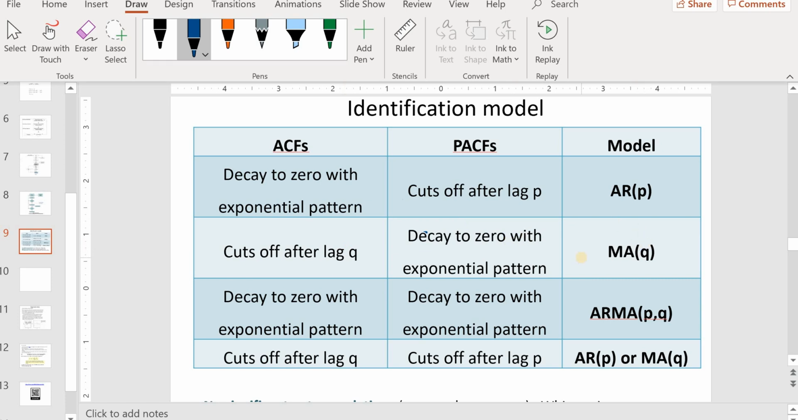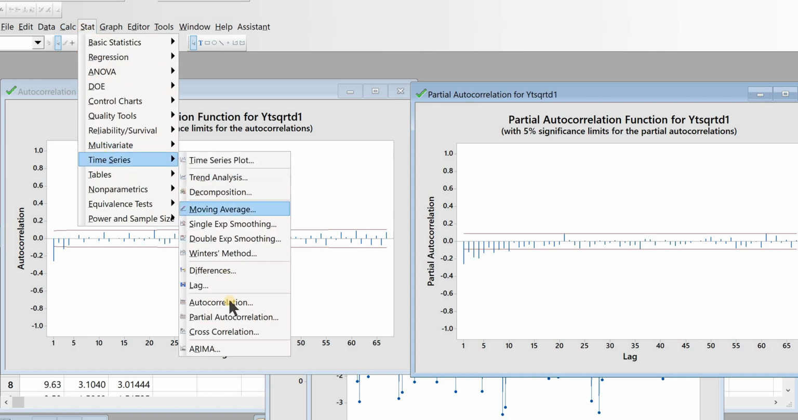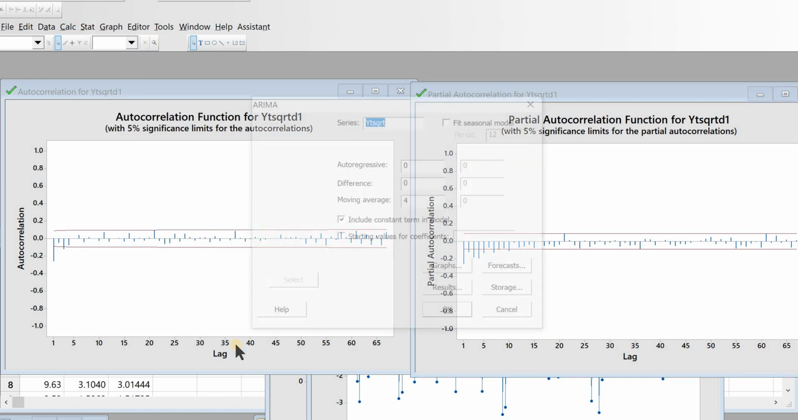So the model that we can try is MA3, because here it cuts off at lag 3. If you have another interpretation of the ACF, let's say you said that this is not cut off, so maybe you said that this dies down, so both die down, then you can try another model. So how are we going to try? Just put in here ARIMA.